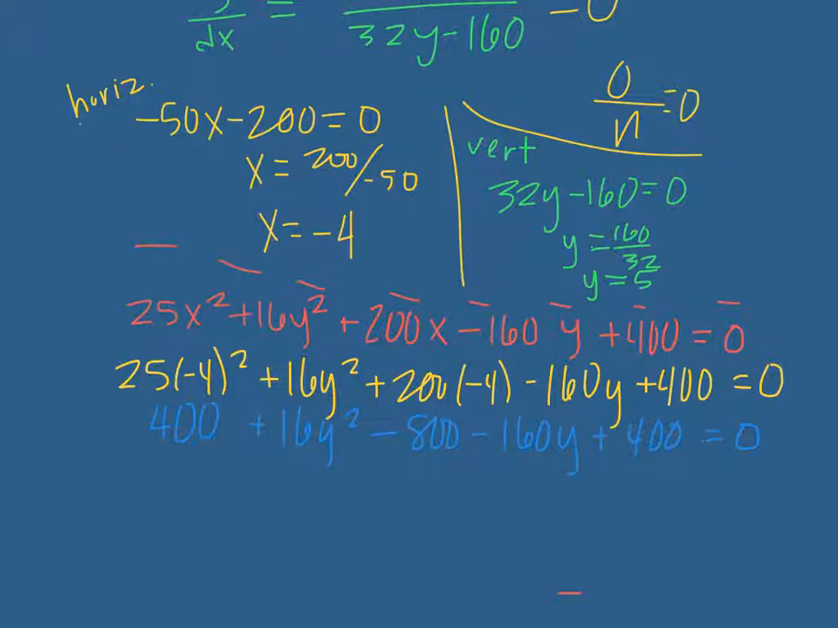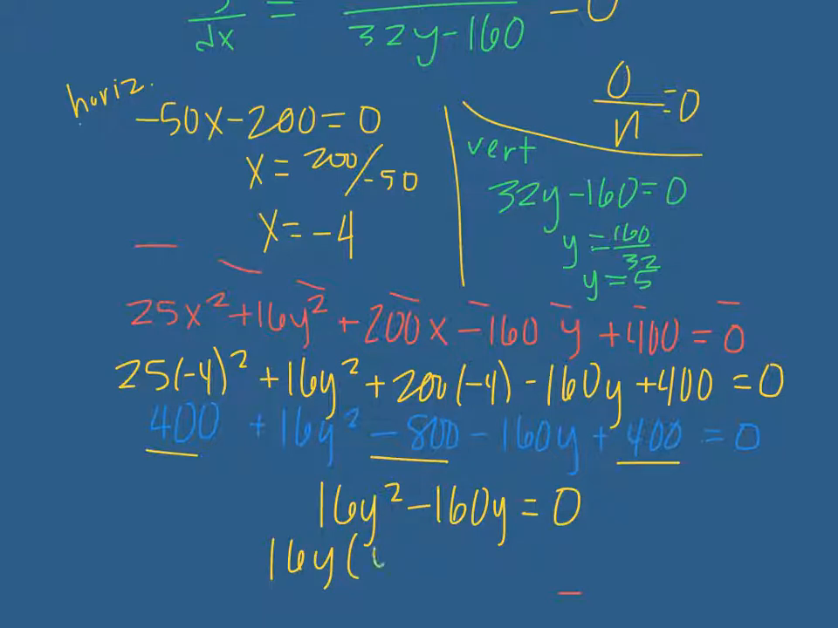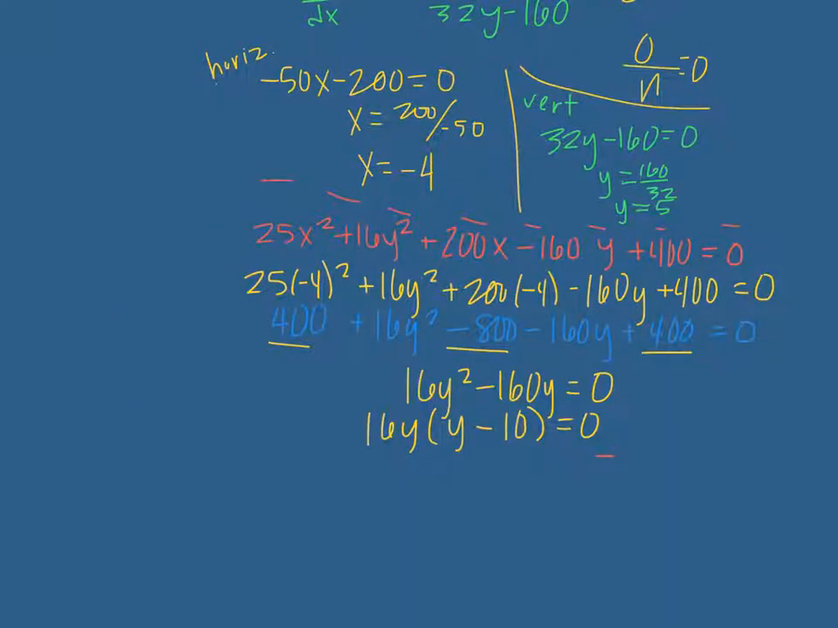Okay, here's where I am so far. I just evaluated what I have so far, which is kind of interesting because I have 400 and a negative 800 and then a positive 400. So those actually end up canceling out. And I have 16y squared minus 160y equals 0. And if I wanted to solve this, I would need to factor. They have a 16y in common, which would give me y minus 10 here. So now that I have it factored, I can set each factor equal to 0.